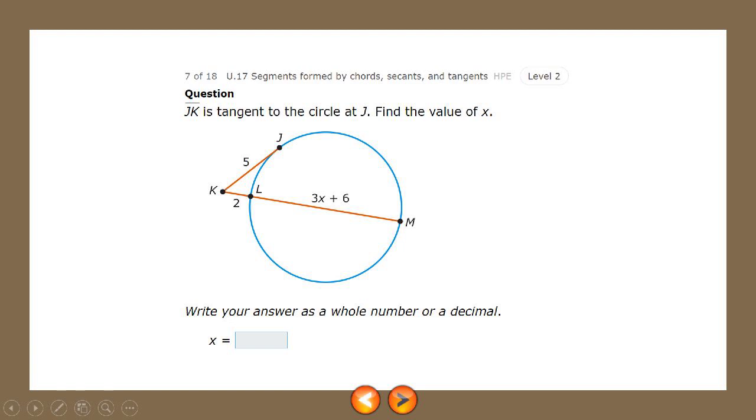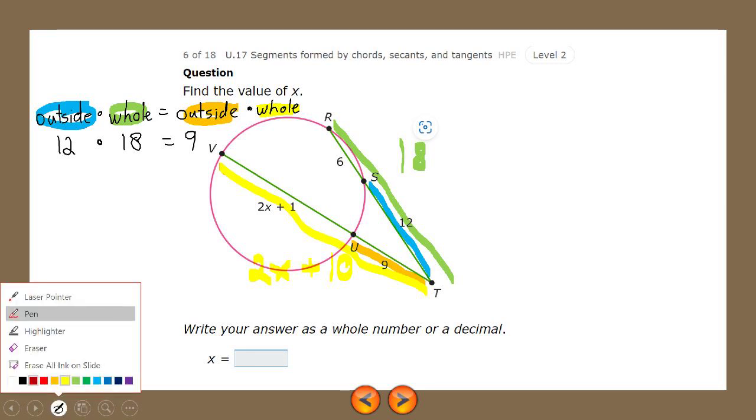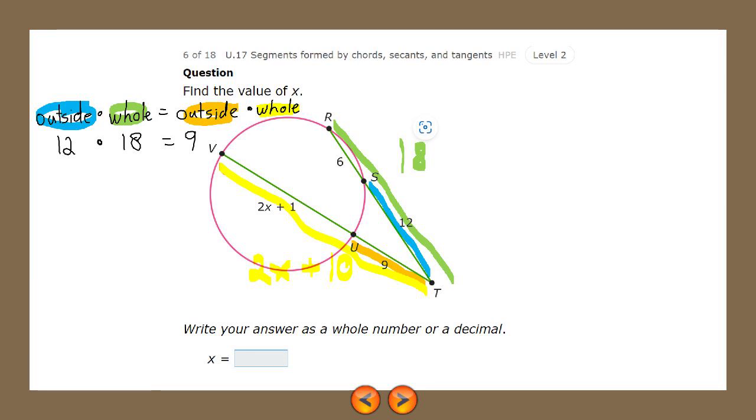Oops. Clicked a question again. Let's go back. We're dealing with the whole length of the line there. So 9 times, and in parentheses, I'm going to write 2x plus 10, because I've got an expression to multiply by instead of just a single number. 12 times 18 is easy enough to do in a calculator. I would expect you to do it in a calculator. 12 times 18 is 216 equals 9 times 2x plus 10.